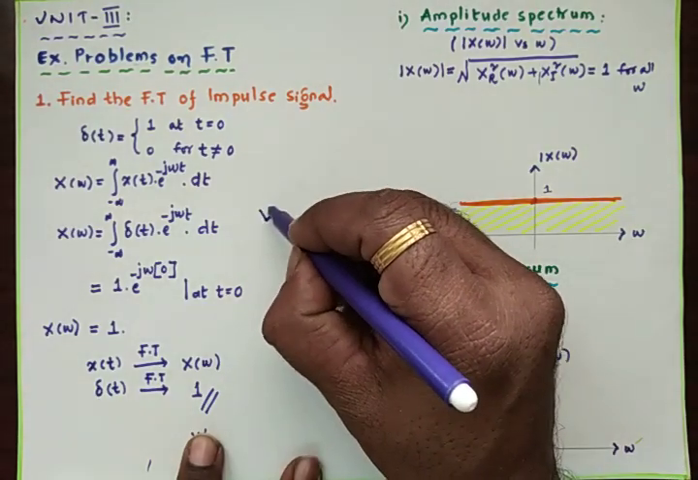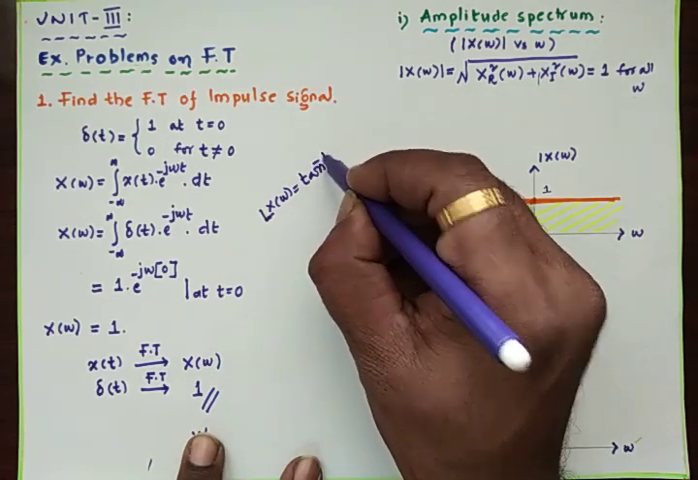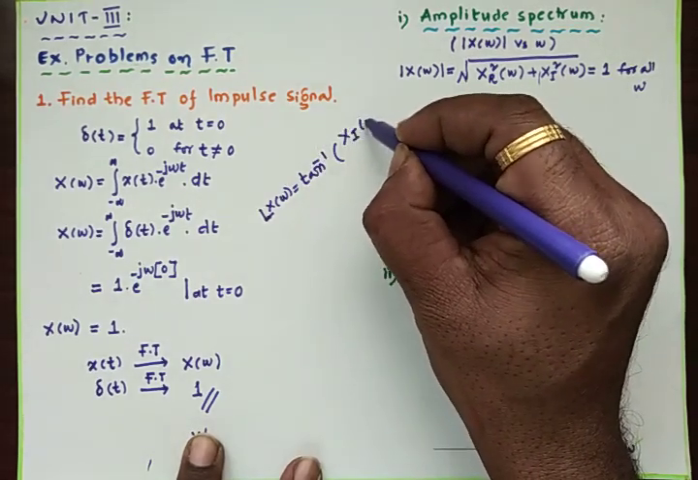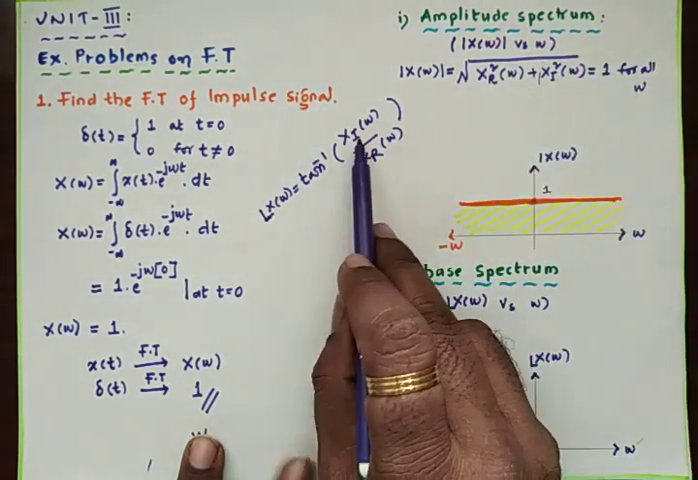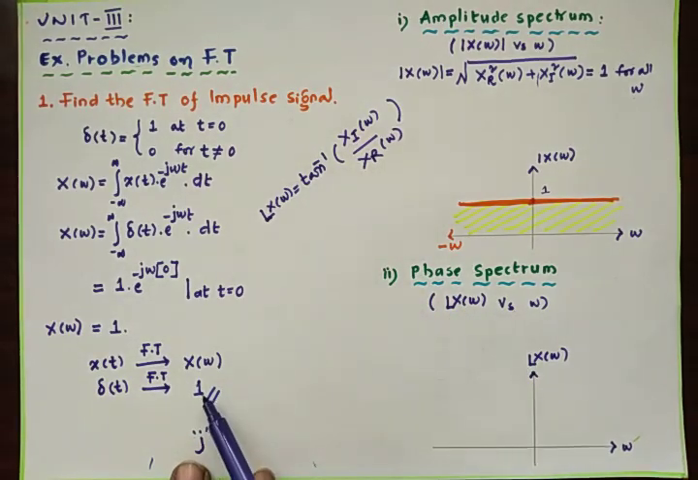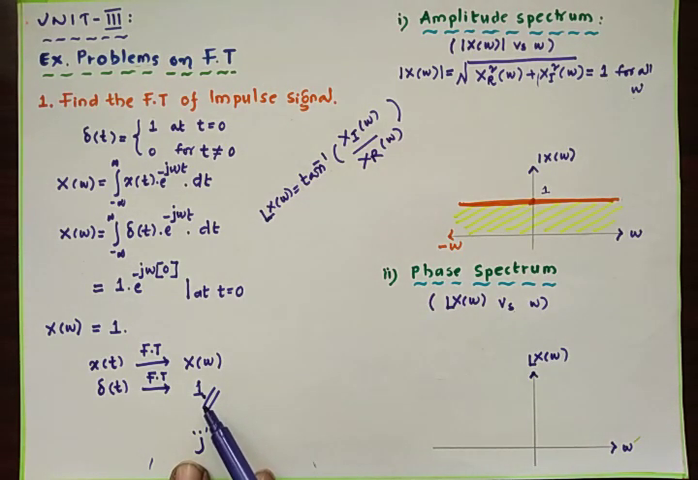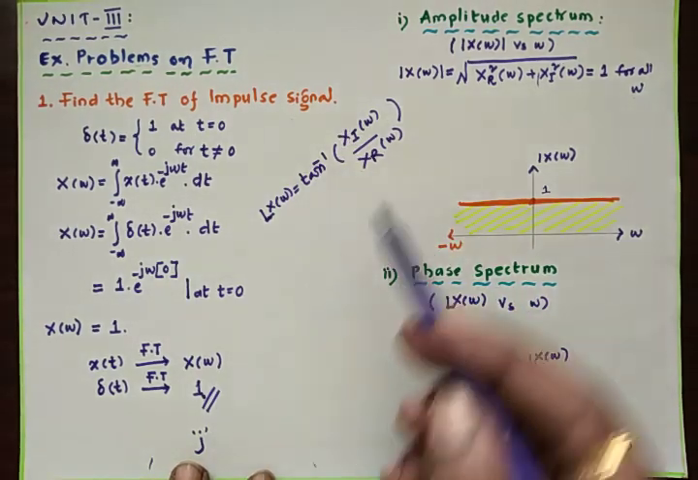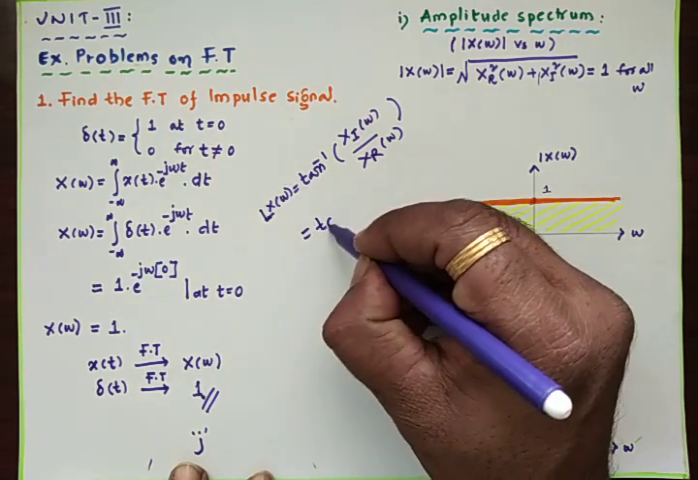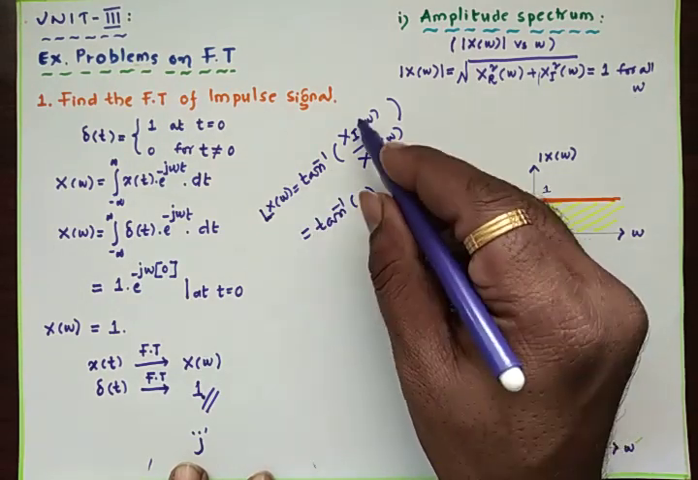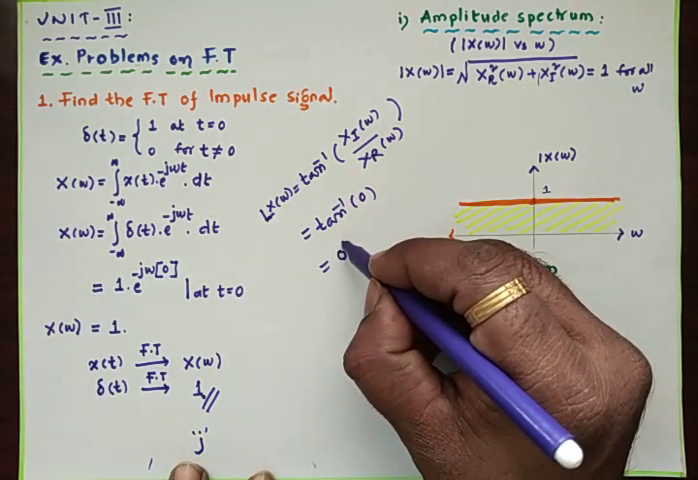We have the formula: angle of X of omega is equal to tan inverse of Xi of omega by Xr of omega. That means Xi of omega is the imaginary part of X of omega, and Xr of omega is the real part of X of omega. Anyway, there is no imaginary part, so we can treat this as 0. 0 by anything will be 0 only, so I can write this as tan inverse of 0, and we have that the angle is 0 only.